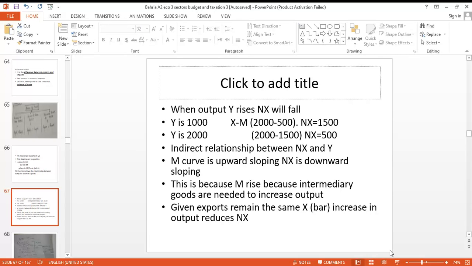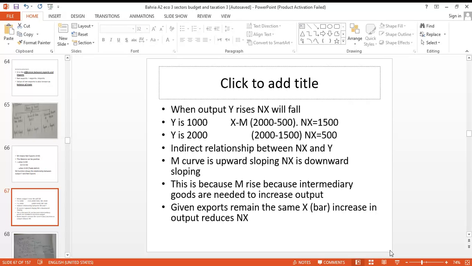Okay, so all three, export, net export, and import, are three different things, and they have three different relationships with income. Exports have no relationship with income. Imports have a positive relationship with income. They are upward sloping. They are directly proportional. As income rises, imports will rise. And net export, which is export minus import, has a negative relationship with income.